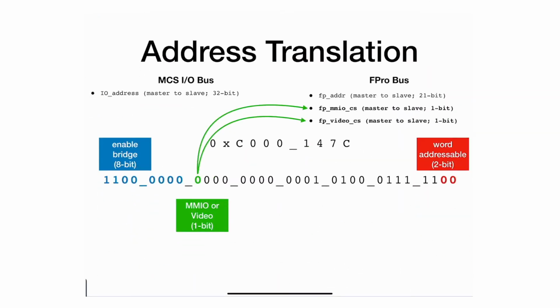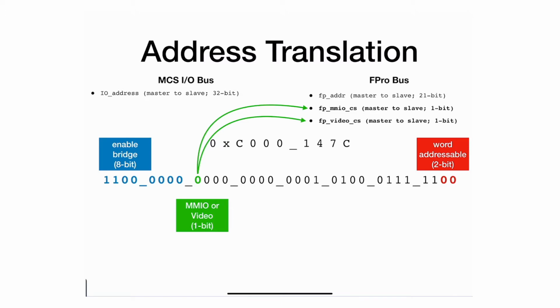As it turns out, the extra bit is here, and this particular bit tells me whether I want to communicate with the MMIO or the video subsystem. It's really simple. If this bit in the address is 0, that means you want to communicate with the MMIO. So the bridge will take the value of this bit and activate this signal, which is the chip select for the memory mapped IO. However, if it was 1, it will go to this signal and assert it, and that tells me that I want to communicate with the video chip select.